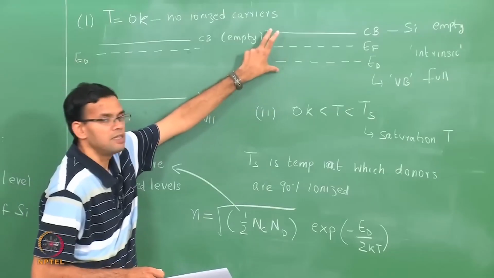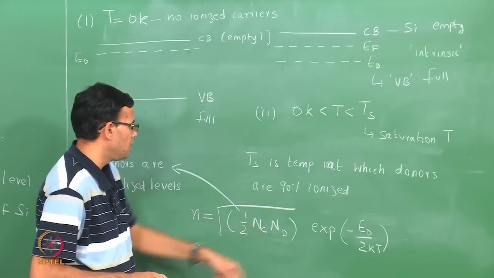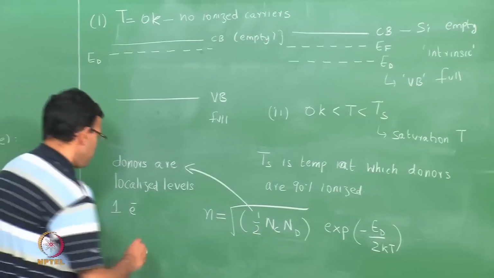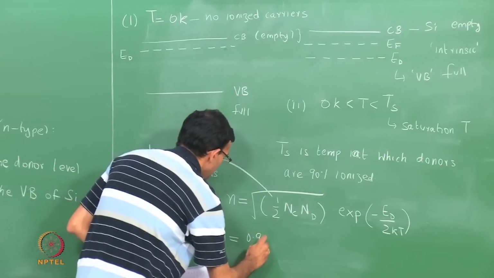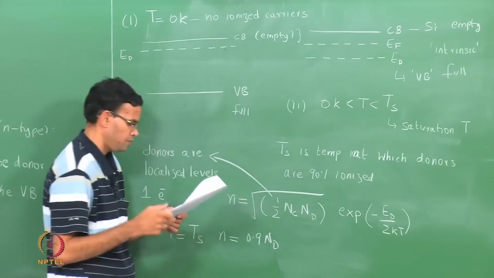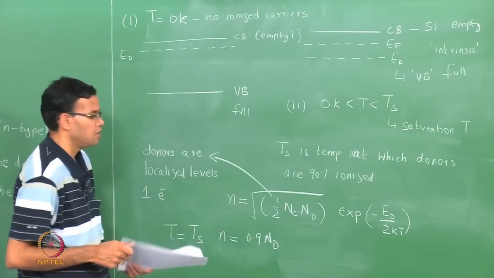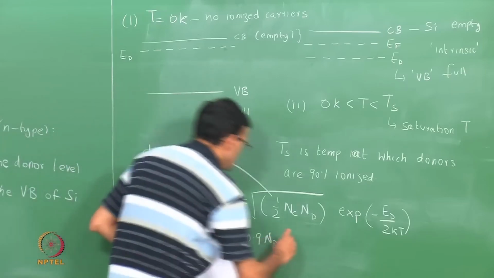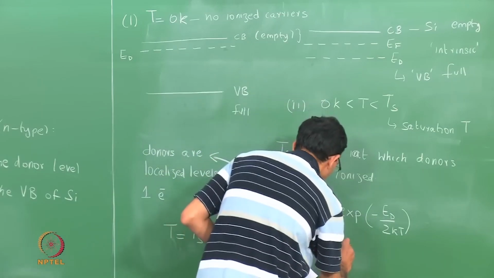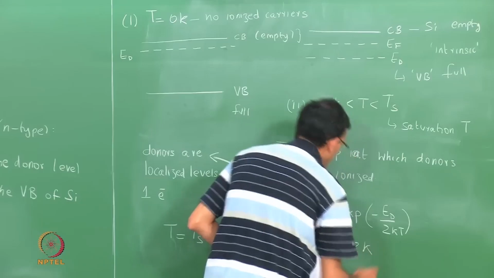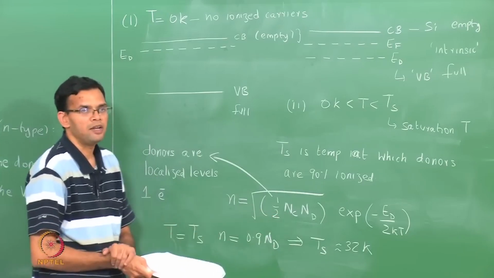So, we are treating this as an intrinsic, with Ec being your conduction band and the donor being the valence band, and at the saturation temperature N is 90% of Nd. We can put this value here and try and solve this expression for Ts, and if we do this, we get a value of Ts to be approximately 32 Kelvin. So, in this assumption we take Nc to be independent of temperature.